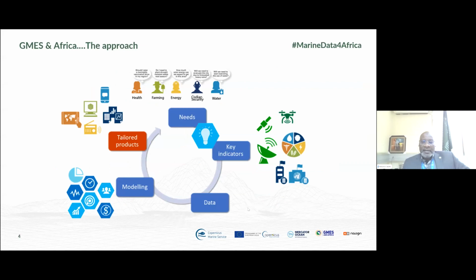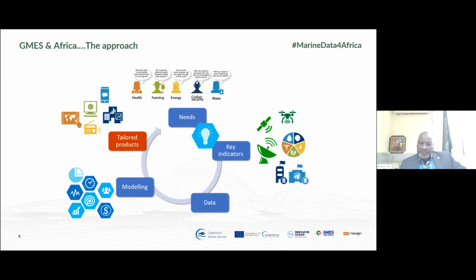2025. The approach we are using in GMES and Africa is really to address the needs of the end users. To address the needs of the end users, we have to start with a needs assessment. And then after that, agree on some key indicators, decide on which kind of data to use, and then come up with methodologies so that we can propose to end users a tailored product which will really address their needs. So this is the approach we are using, because we are really targeting the end users, and it's really wide. It can be farmers, it can be energy, it can be water, a wide range of end users.